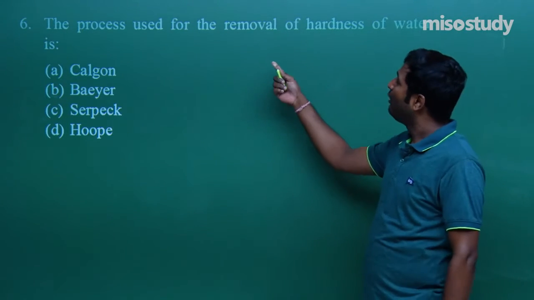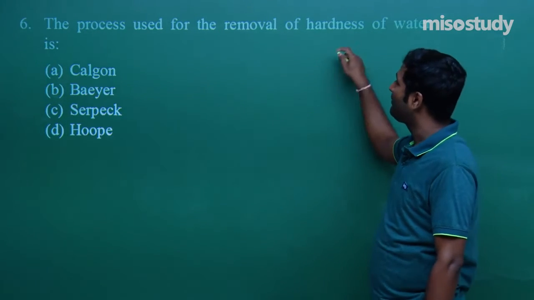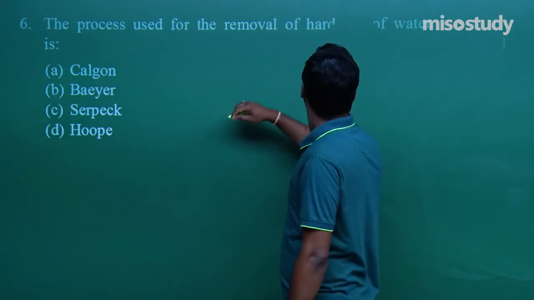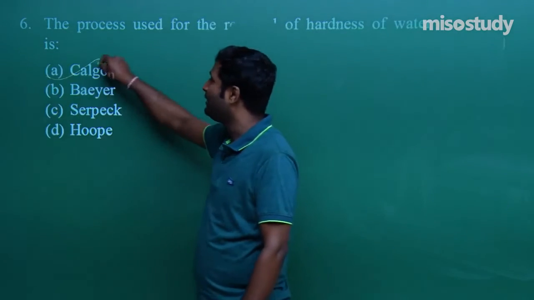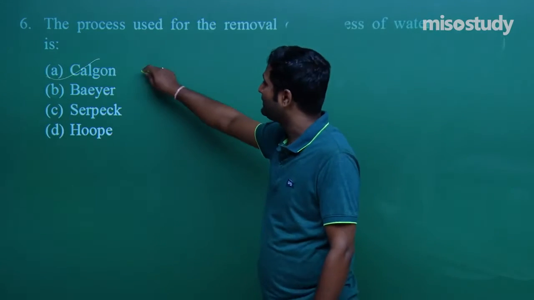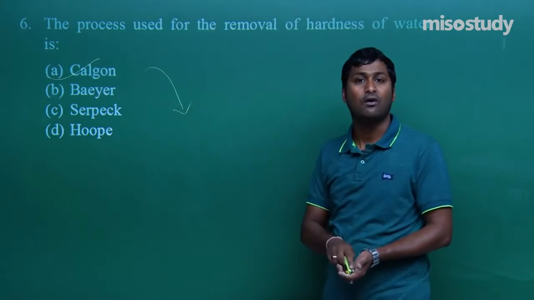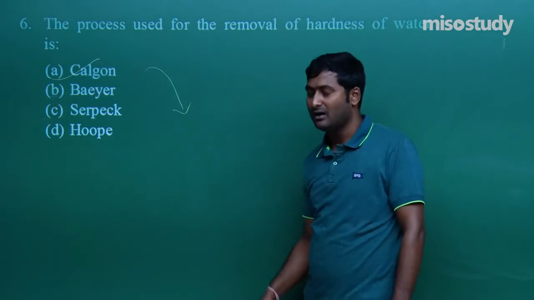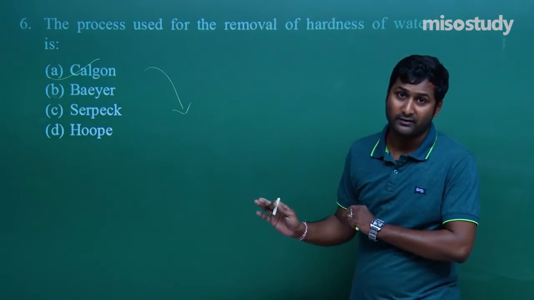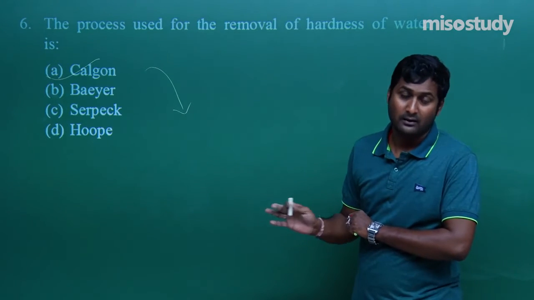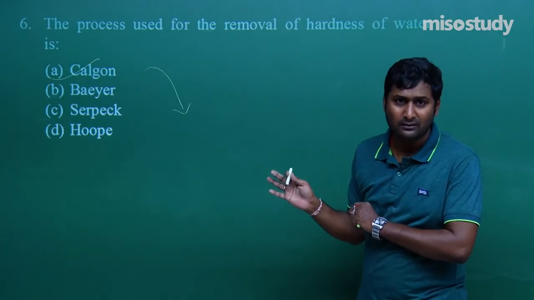As I told you, the process used for the removal of hardness of water is Calgon. What is the formula of Calgon? This is a question from my side for you. Tell me what is the formula of Calgon. I forget, friend. You have to help me. Think on it. What is Calgon?